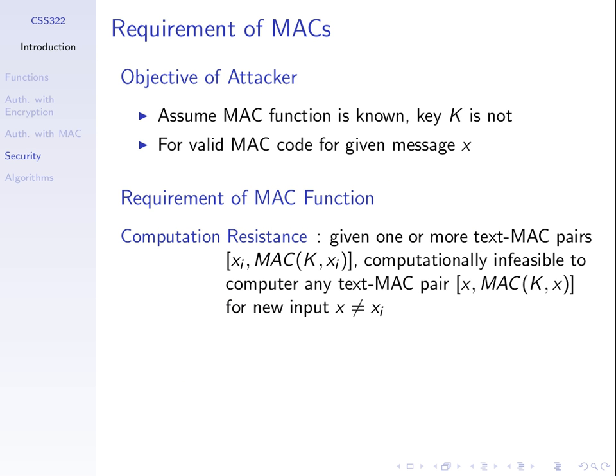Similar with MAC functions. And on this slide there are two typos. The objective of the attacker is to find, if they know the MAC function, they don't know the key, a valid MAC code for some given message X. Instead of for, it should be find. Find some MAC code that's valid for some given message X, but they don't know the key.